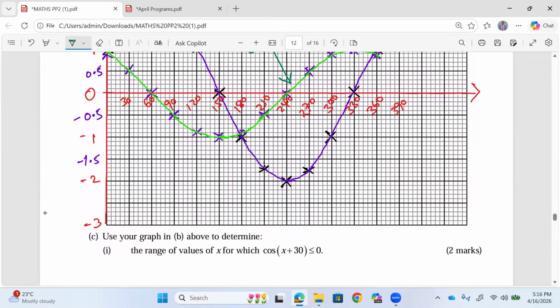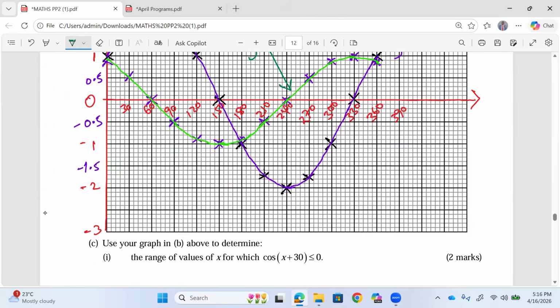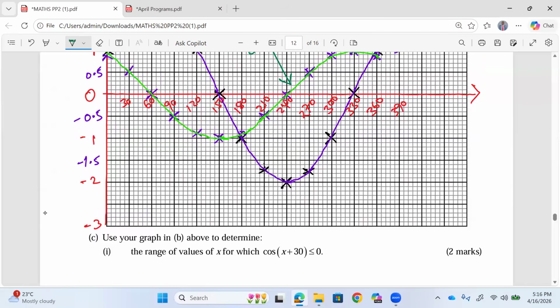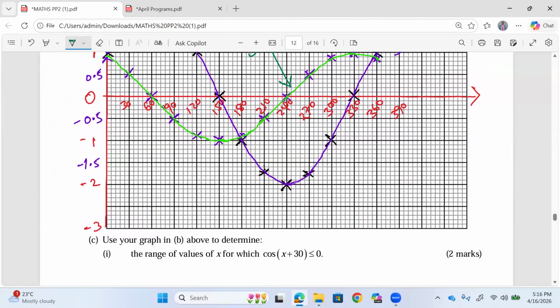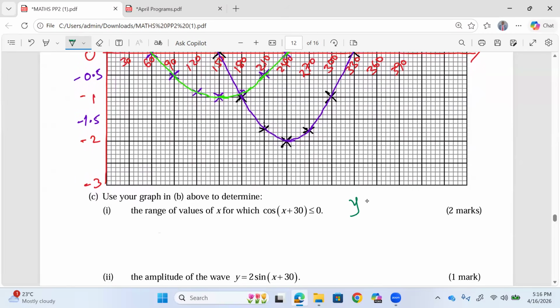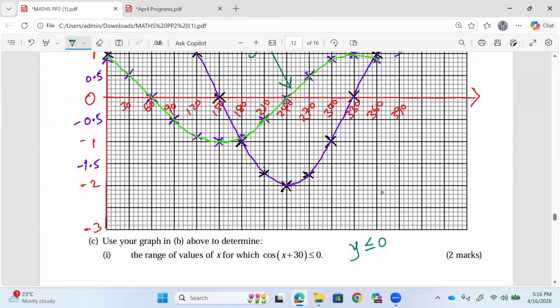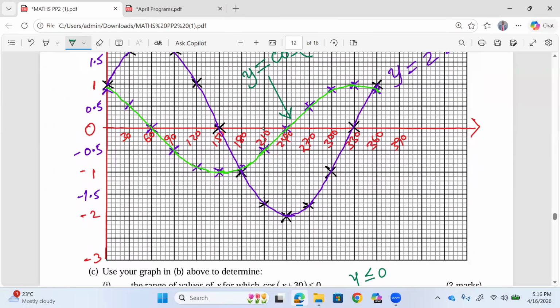Where the values of the second curve are less than or equal to 0. Equal to 0 means the y values are either 0 or less than 0, from 60 all the way to 240. That range has values which are exactly 0, and also at the other end, exactly 0. But now the other values are less than 0. They are below the x-axis.